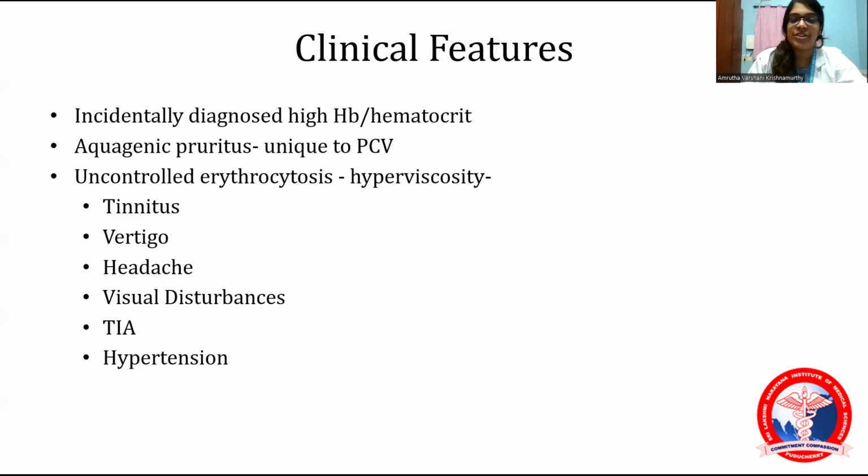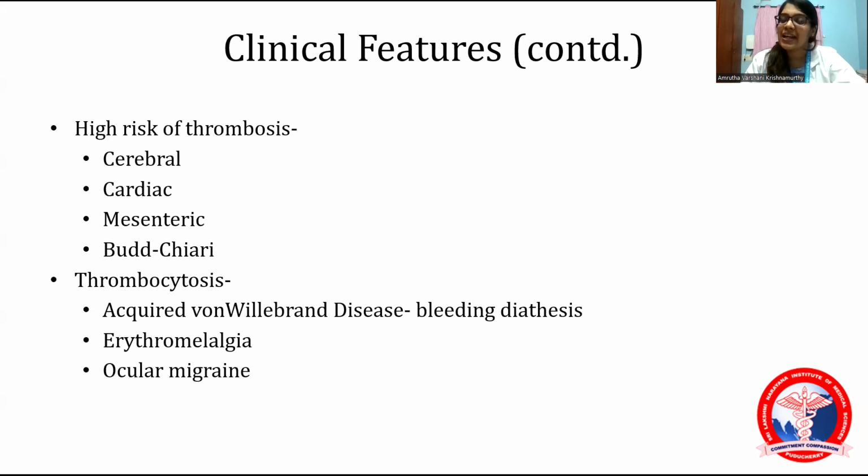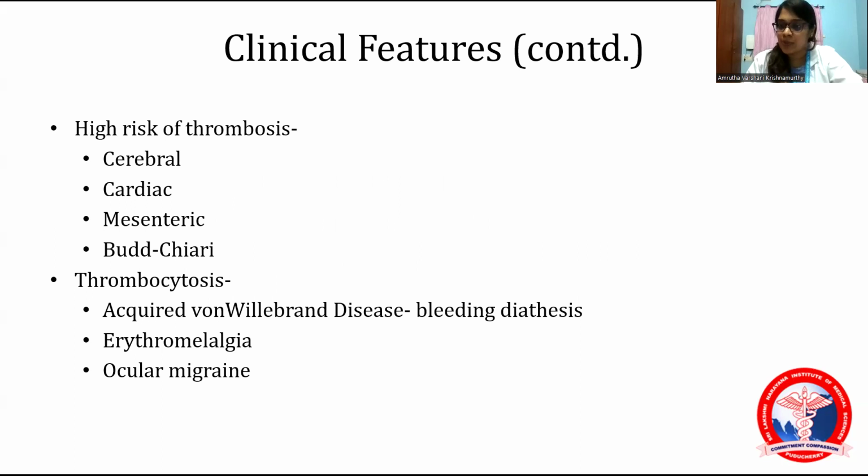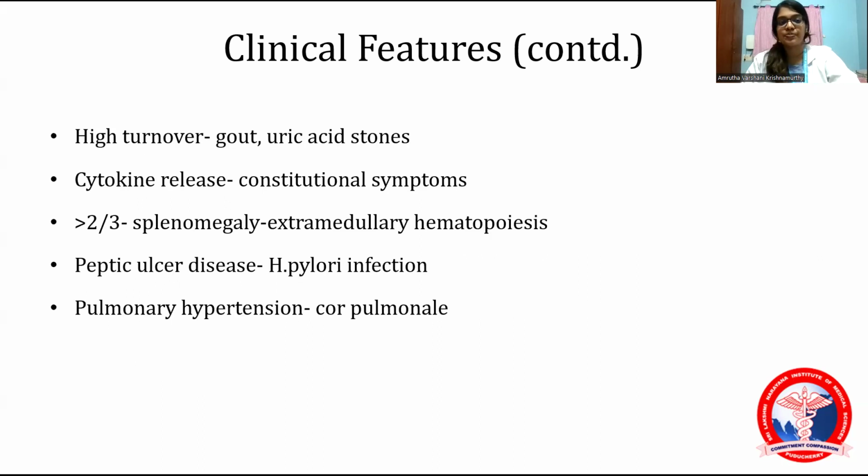So these are the clinical features. Either they can be incidentally detected, they can have some non-specific features associated with hyperviscosity, or they can have some peculiar symptoms like aquagenic pruritus, they can have erythromelalgia, or they can present with full-blown arterial as well as venous thrombosis. And these are the very rare symptoms of polycythemia vera.